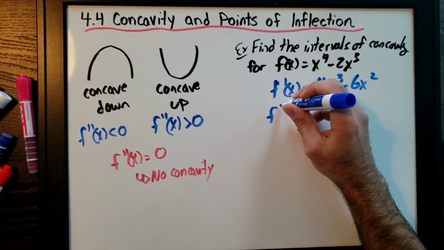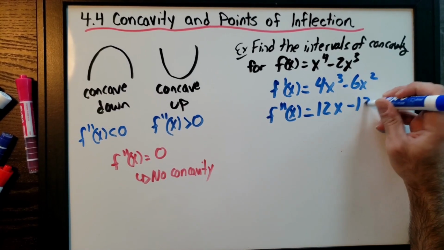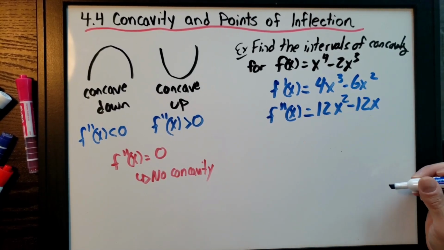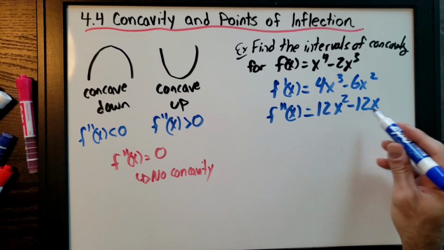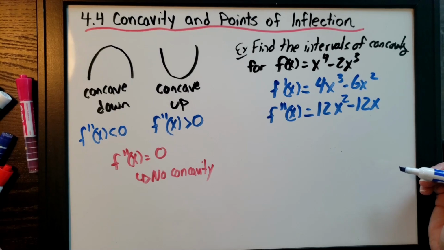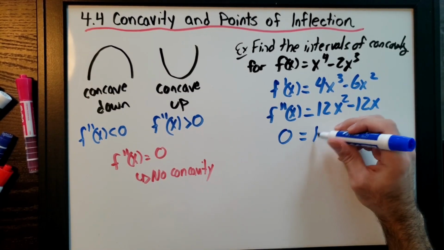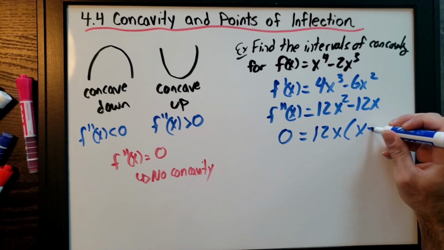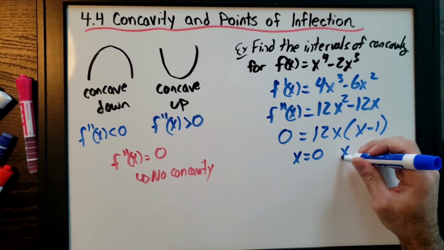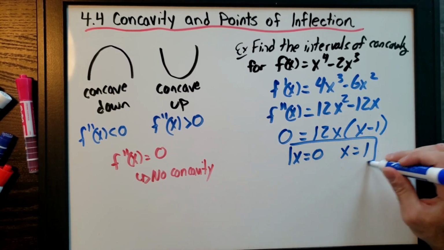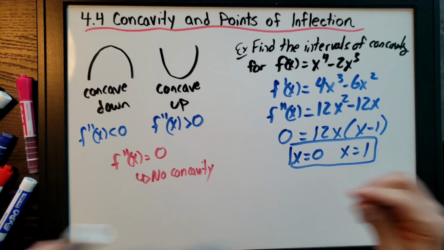And then we're going to find the second derivative. Okay, 12x squared minus 12x. Now we're going to use the second derivative and find out where this second derivative equals 0, just like we did with the first derivative test. So we're going to set it equal to 0, and we'll factor out 12x, and we have x minus 1. So we know that x equals 0 is a solution, x equals 1 is a solution. So now we have where our second derivative equals 0, we can run our test.